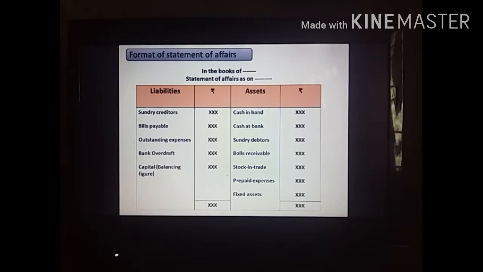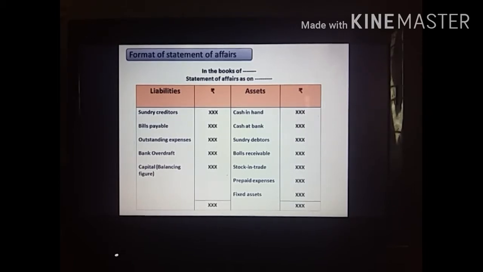If you do not draw the format properly, you won't get marks. The format is very important for calculating opening capital and closing capital. You must watch and listen to this video carefully, and try to write the format once or twice or thrice. If you know the format well, you can easily prepare the statement of affairs. Otherwise it is very difficult. So you must learn the format.